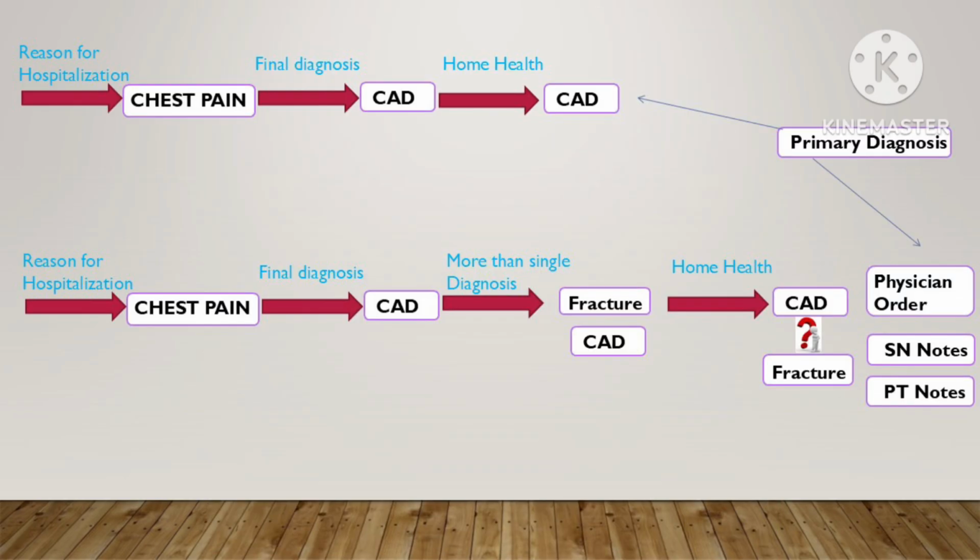Now before reading the clinical document, we should discuss what a primary diagnosis is. As per the definition, we must check the reason for admission and the final diagnosis. Sometimes a patient comes with a symptom, and after all the testing, the physician diagnoses a definitive condition. For example, a patient comes with chest pain and the final diagnosis is coronary artery disease. Now all the treatment is only for CAD, and the patient is referred to home health agency for medication management for CAD. So, in this example the primary diagnosis would be CAD.